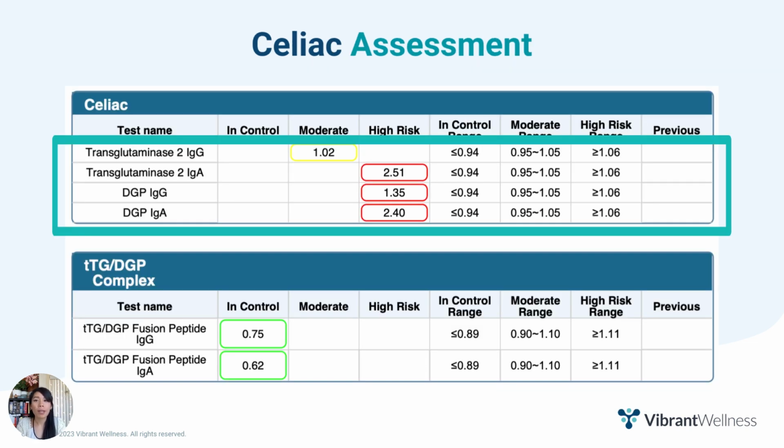Further down the report, the patient shows moderate and high reactivity to tissue transglutaminase 2 and deamidated gliadin peptide, the key biomarker for celiac disease. Combining this with the presence of the HLA-DQ2 gene and the markers in the celiac panel, it suggests a stronger case for possible celiac. However, we still need to continue and explore the rest of the test for additional insight.